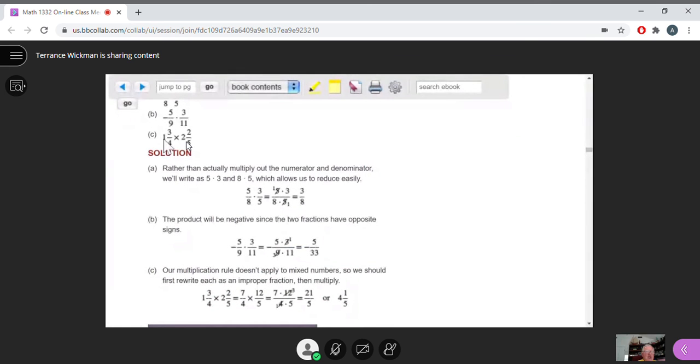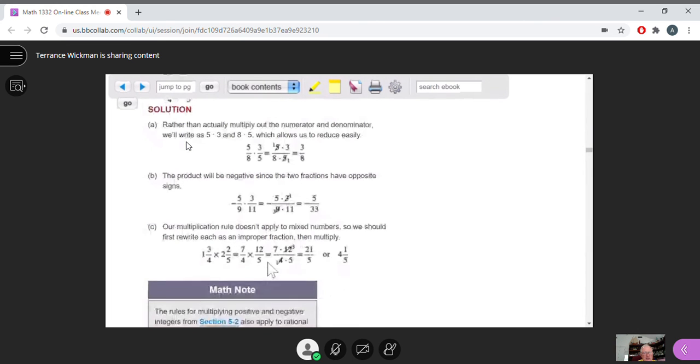You got to make those into improper fractions. Remember, we did that with popcorn. 1 times 4 is 4, plus 3 is 7. There it is, 7 over 4. And then the other one is 2 times 5 plus 2 is 12 over 5. Now, to multiply, you can divide the 4 by 4 and the 12 by 4. And you get 3 times 7 is 21. And 1 times 5 is 5.